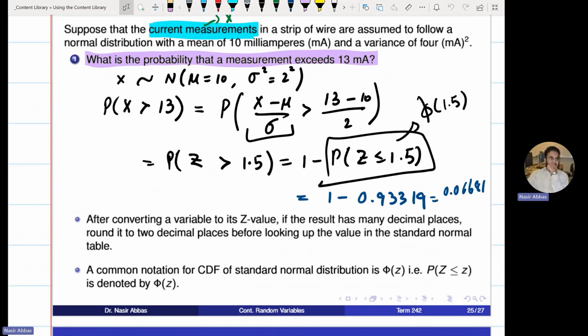The last thing we discussed was that these values of z in the table are available up to how many decimal points? 2 decimal points. Probabilities are 5 decimal, but these values are 2 decimal. This probability, the answer is 5 decimal, but the values are 2 decimal. If you encounter a question where this value rounds up to more than 2 decimal points, what you do is you round it to 2 decimal points to look into the table, the usual rounding.